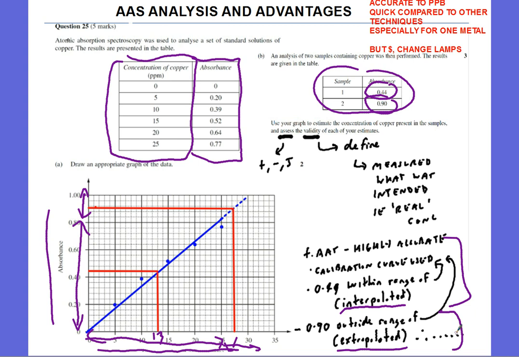But just in general, the general advantages of AES, the thing you must say, it's accurate. It's accurate to parts per billion, which before this we couldn't get that accurate as far as analysis is concerned. Compared to previous techniques, it's also much faster, especially if you're testing for one metal only. But it is expensive, and if you're testing for more than one metal, you've got to change the lamp and make a new calibration curve for every metal you're testing.